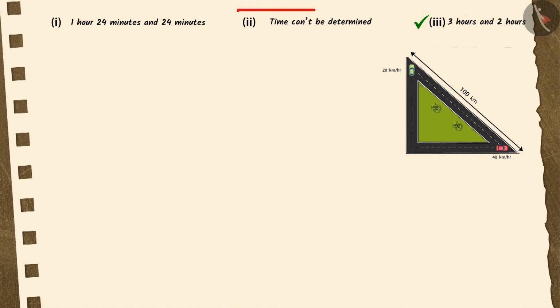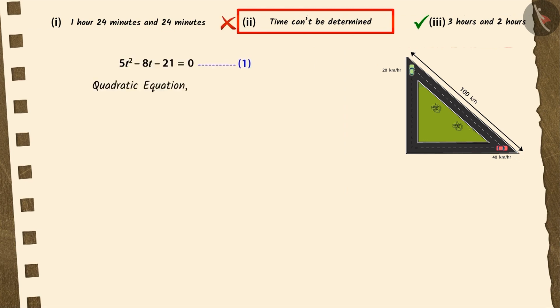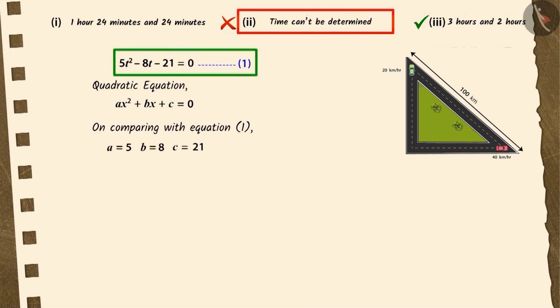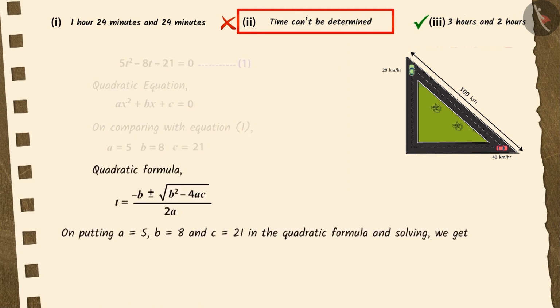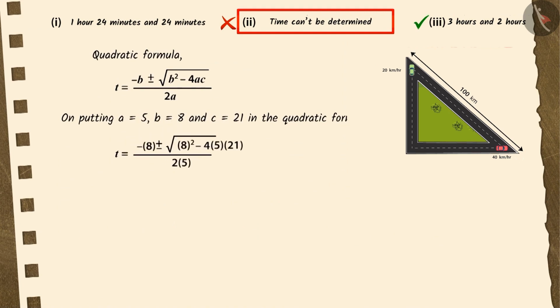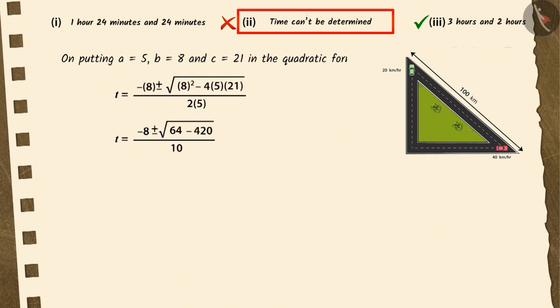If you have selected option 2, this is a good try, but it is the wrong answer. Because when you compare the values of a, b and c in the quadratic formula with quadratic equation 1, you forget to put the signs of these values and solve the question with the same values. Here, we solve b to the power 2 minus 4ac, so the value is less than 0, which does not give a real time, because of which your answer is wrong.